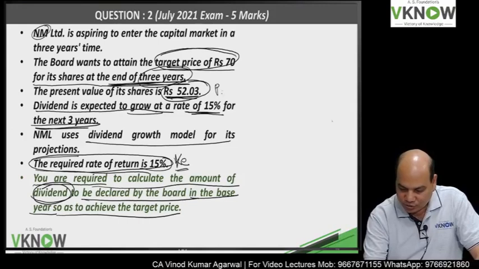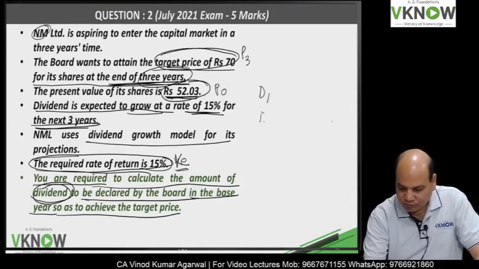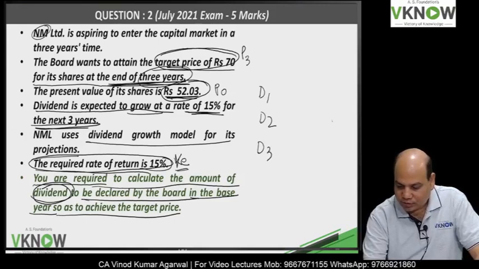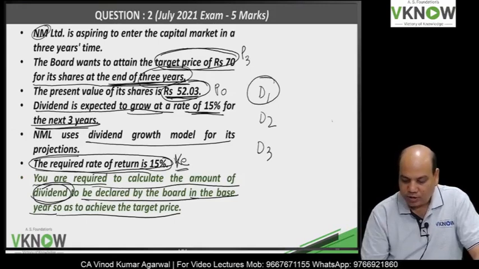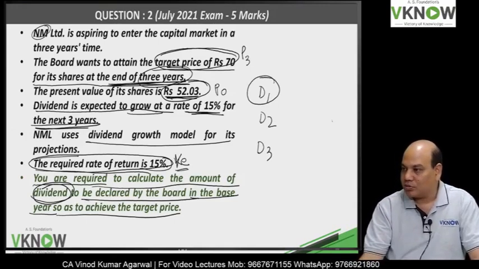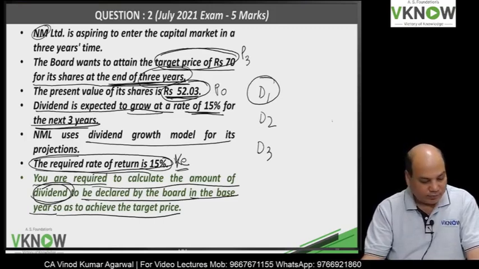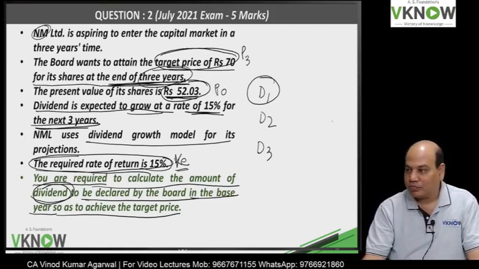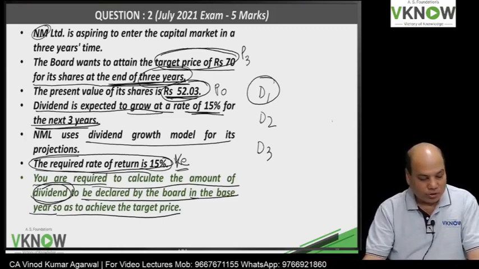This is P0. This is P3. D1, D2, D3 is not given. The student has to find D1. First chance to the student.